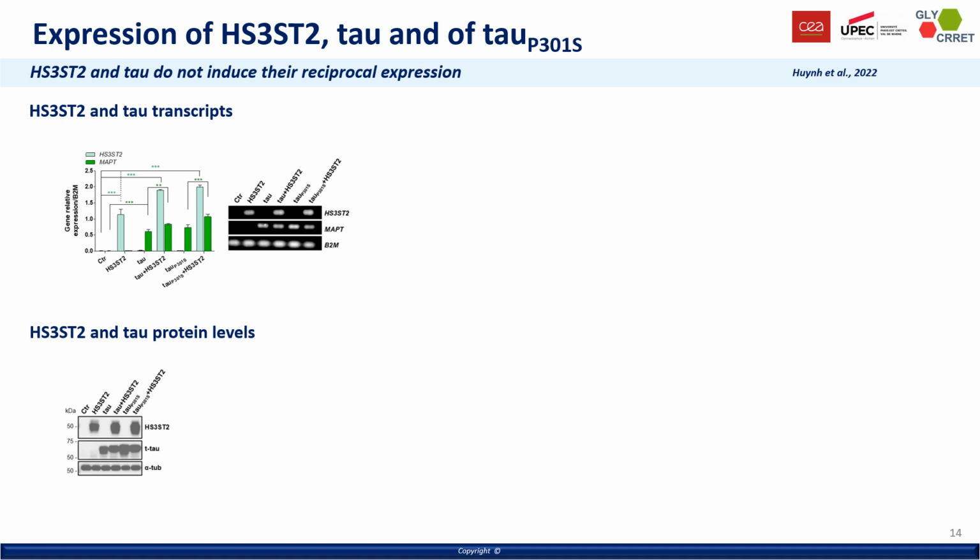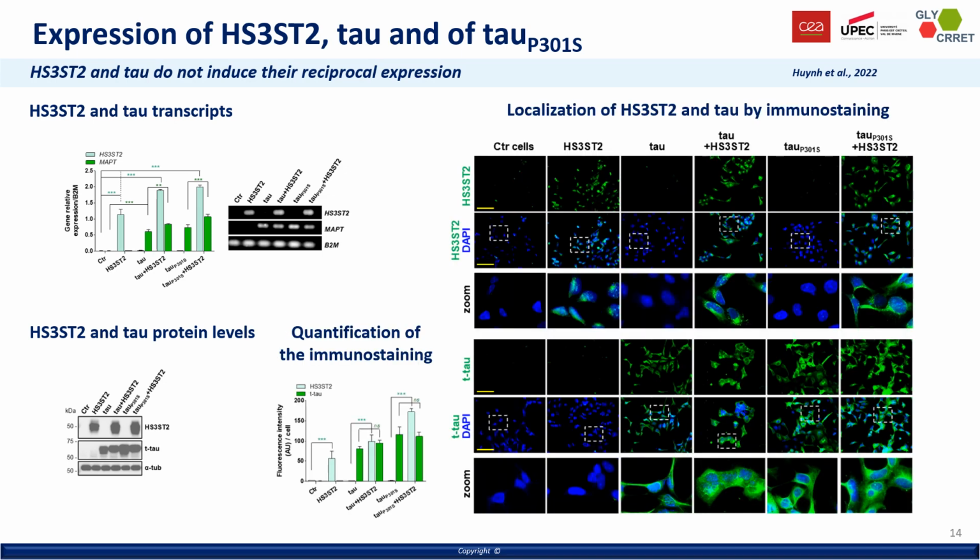In the same way, we were looking at the protein level based on Western blot to see the expression of the enzyme, and every cell line that has the enzyme expresses these enzymes, and also to see whether these cells could express the tau, and every cell line that has the tau or mutated tau expressed the tau. So when we look at the immunocytochemistry, in fact, we saw the same. We saw localization of heparan sulfate 3-O-sulfotransferase 2 with tau, and in general, these results show that the enzyme and tau do not induce their reciprocal expression.